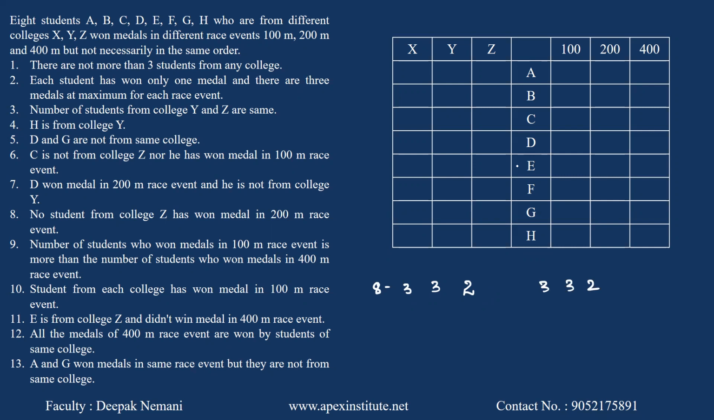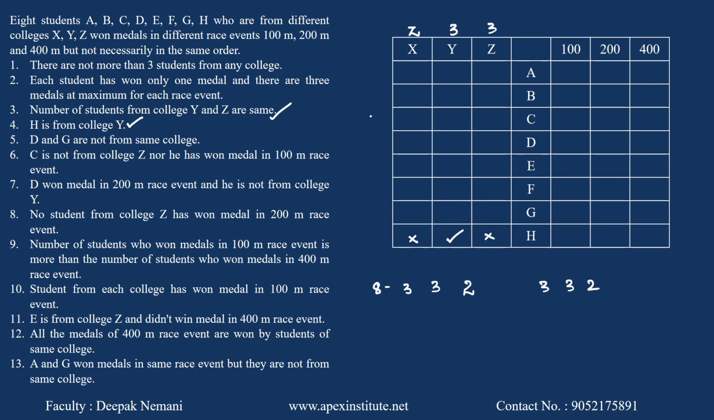Now the number of students from college Y and Z are the same. So you have 3 students from college Y, 3 students from college Z, 2 students from college X. Perfect. Now H is from college Y. Perfect. So H is from college Y. Now you have 3 students here, so don't mark all crosses in this column.